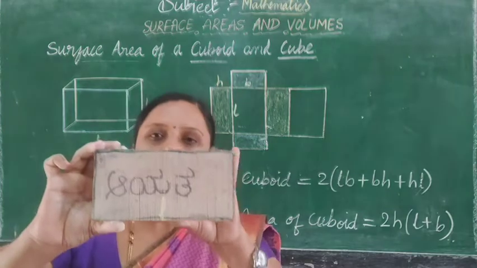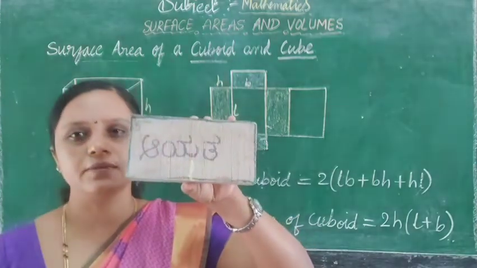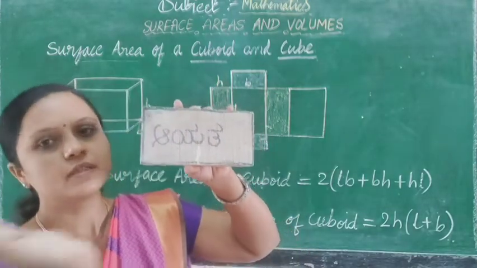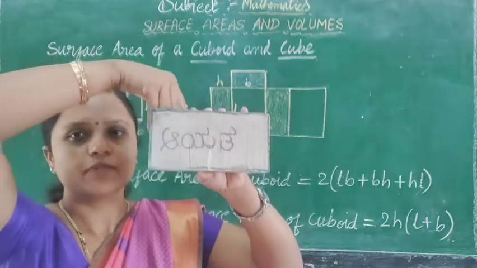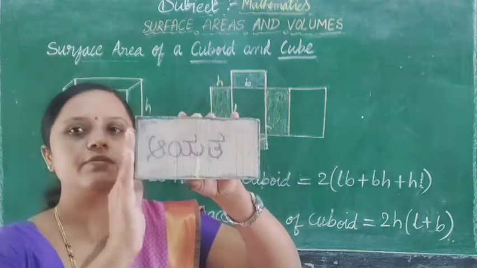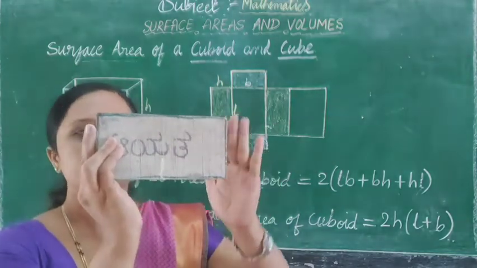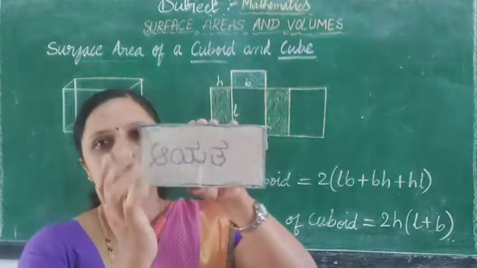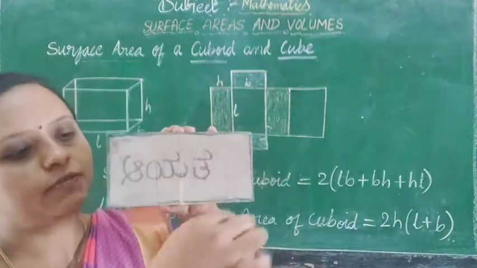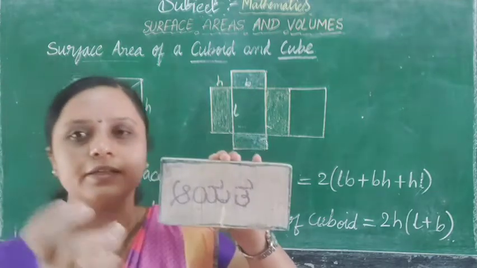Now count the faces. How many faces are there in this figure? Now look at this one. This is the front face. This one is what? Back face. And this is right face and left face, top and bottom faces. And also you look at each figure, each face looks like a rectangle shape.